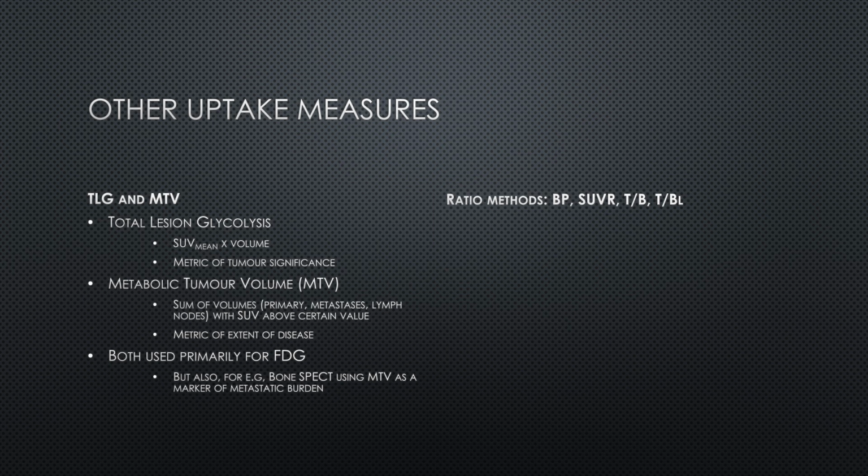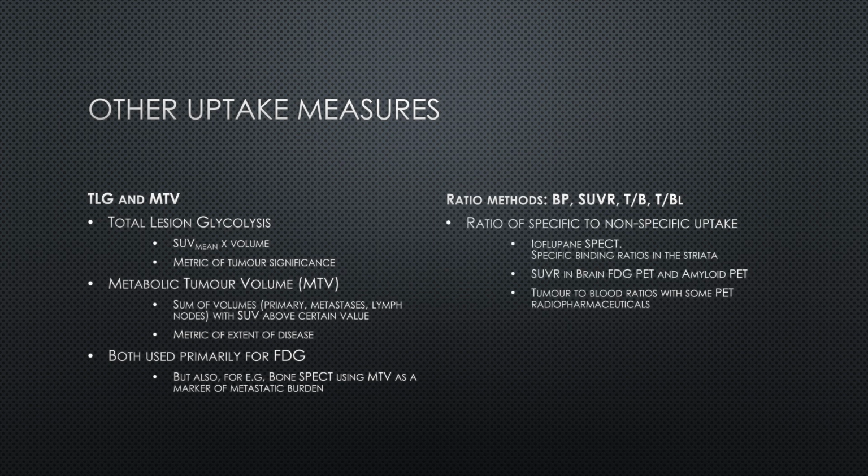There are also ratio methods that are available to us, such as binding potential, SUVR, tumour to background, tumour to blood. So often these ratio methods are looking at the ratio of specific to non-specific uptake in our image. So, for example, in ioflupane or DAT scan, we look at the binding potential by looking at the specific binding ratios in the striata and then comparing that to a non-specific area, such as the occipital lobe.